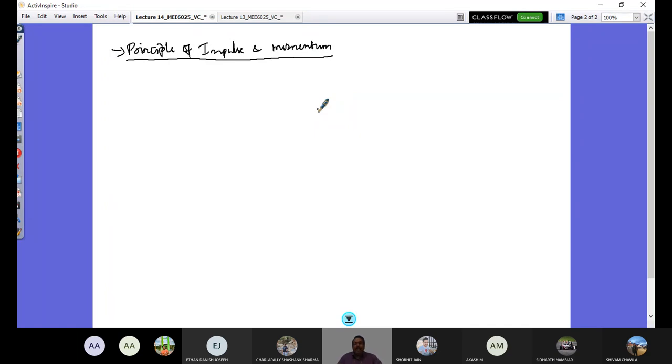which relates the relative velocities before collision and after collision of two colliding vehicles. But now this application of the principle of impulse and momentum for the plane motion of a rigid body is what we have to understand first for today's lecture.